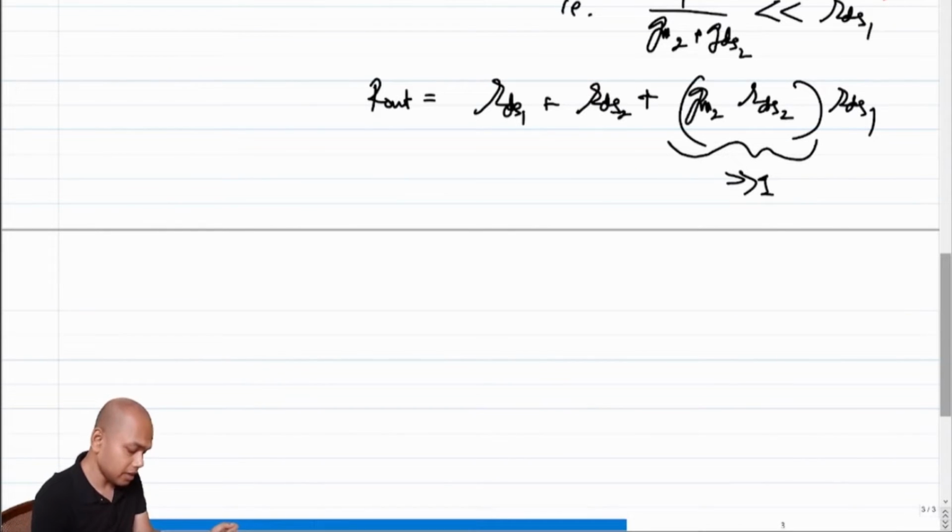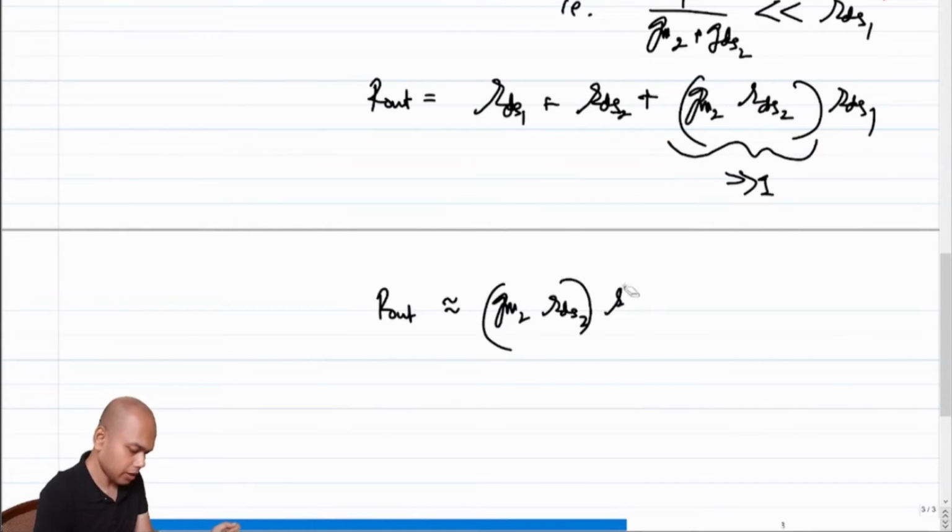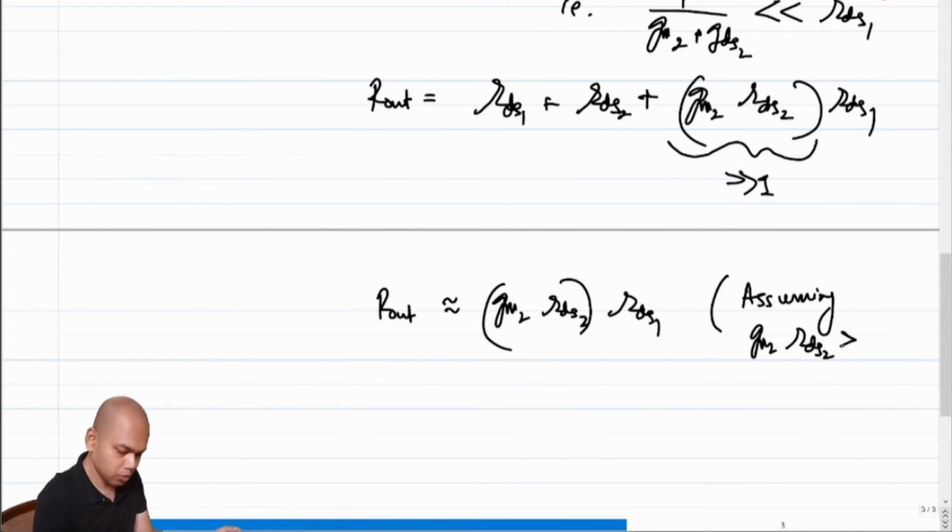If that is the case, in saturation, your R out almost becomes equal to GM2 RDS2 times RDS1, right? Okay, so this is assuming GM2 RDS2 is much greater than 1.